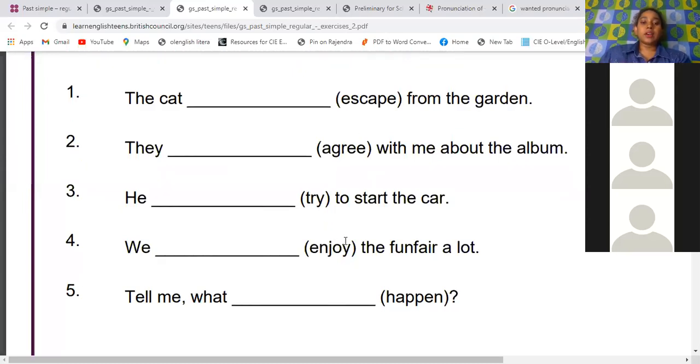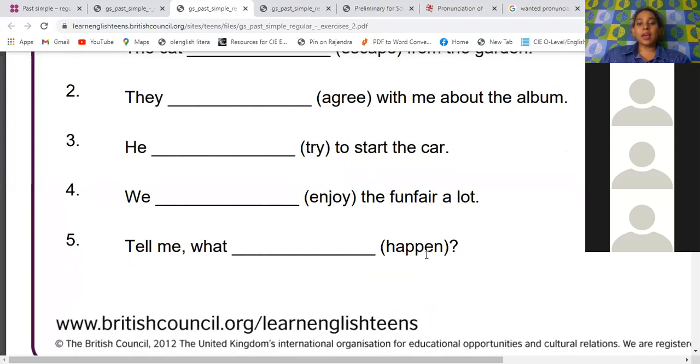Enjoy. You see y, enjoy. But you see a vowel in front of that, so you don't remove y. You keep y, and add ed. Next one, happen, a normal verb. You just add ED.